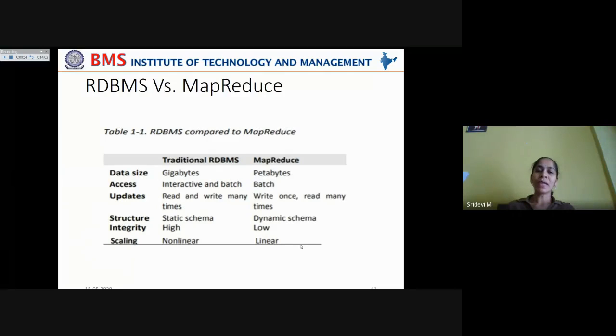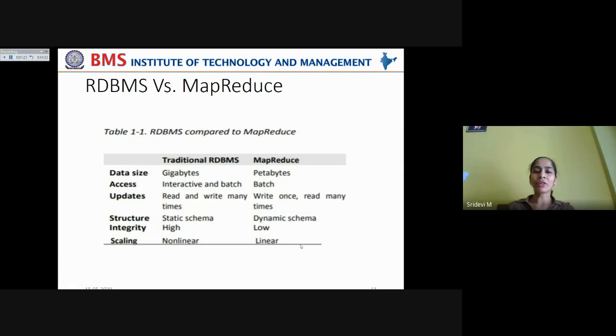So this is mainly useful for a write once and read many times approach. It means the data can be written once, but you can read it multiple times very quickly to analyze the data. But that doesn't happen in RDBMS. It supports read and write many times, but at slower speed, and only small amounts of data can be updated if at all you want to update the data.